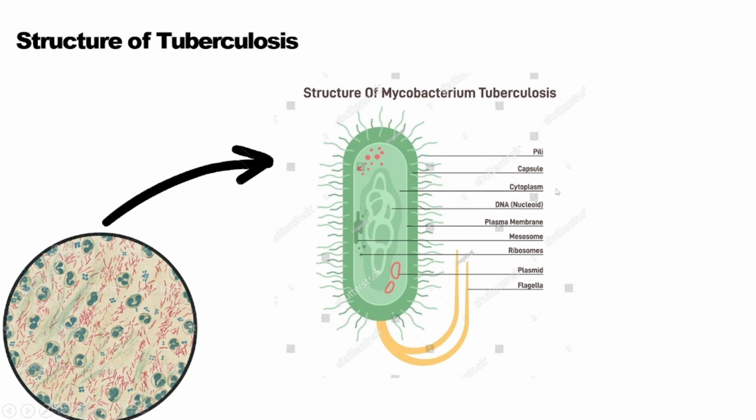After that, you can see the genetic material of Mycobacterium tuberculosis is the DNA, and in the bracket it is written as nucleoid. The nucleoid is a region within prokaryotic cells such as bacteria where the genetic material DNA is located. Prokaryotes lack a true membrane-bound nucleus, so the DNA is present in a concentrated area called the nucleoid. So this is the function of the nucleoid.